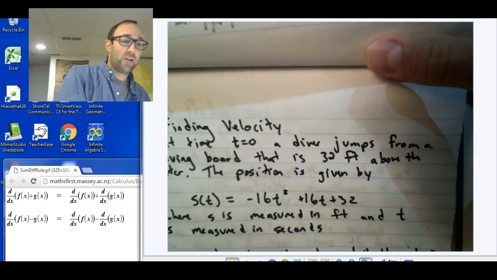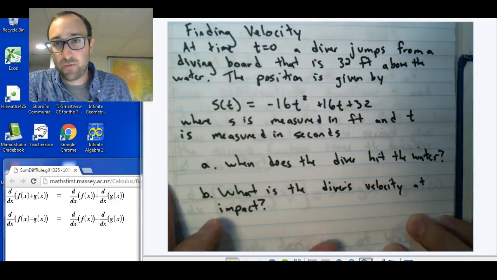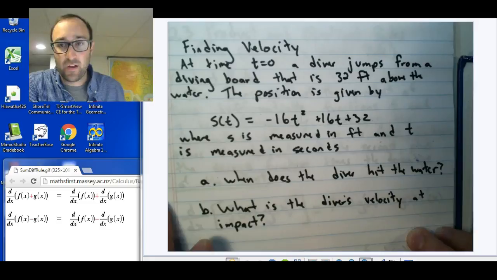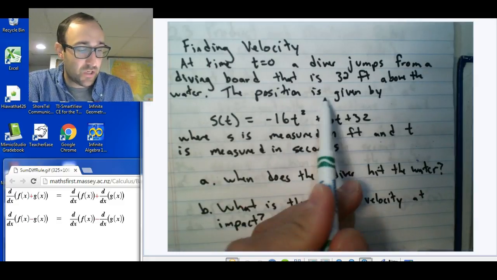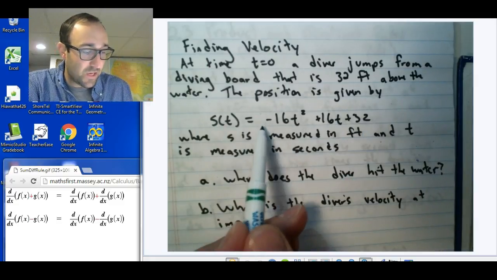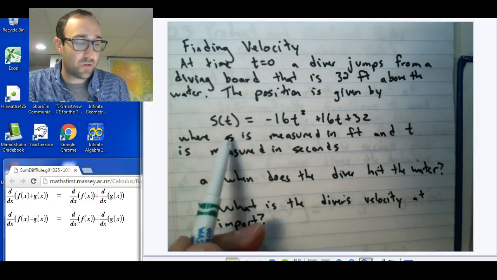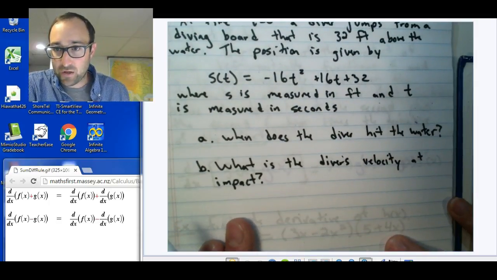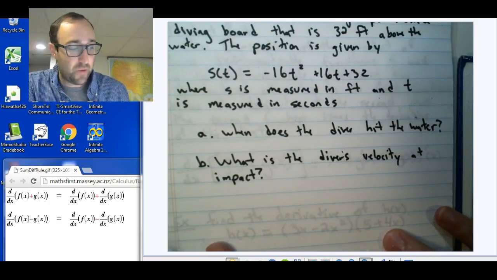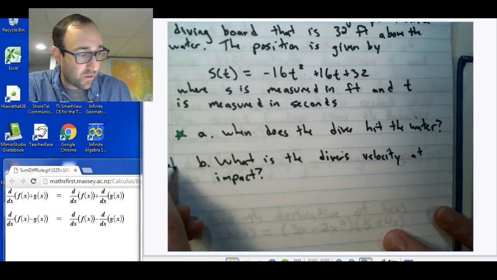Let's do one with finding velocity. We gave you the velocity equation last 2 videos ago, right, with the beginning of all this stuff. So at time 0, a diver jumps from a diving board that is 32 feet above the water. The position is given by s of t equals negative 16t squared plus 16t plus 32, where s is measured in feet and t is measured in seconds. When does the diver hit the water, and what is the diver's velocity at impact? This one, no calculus required. B, we need calc.